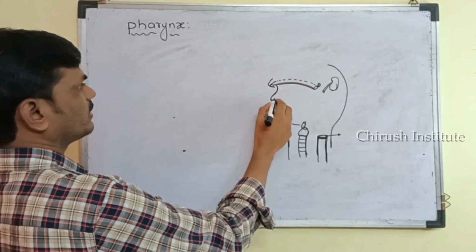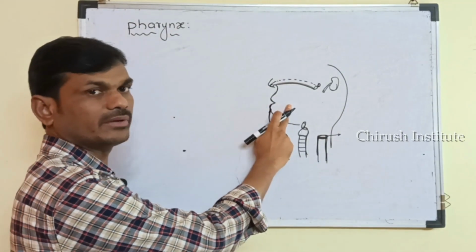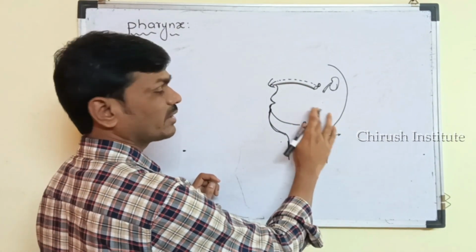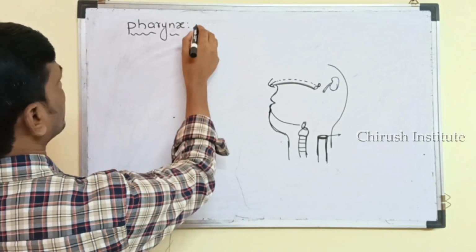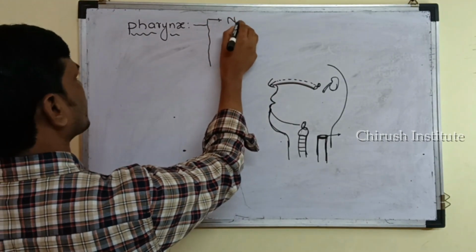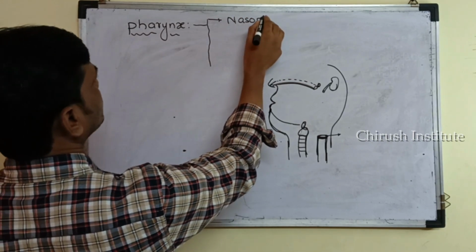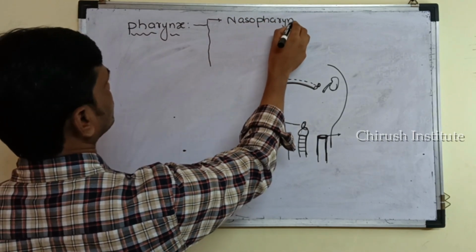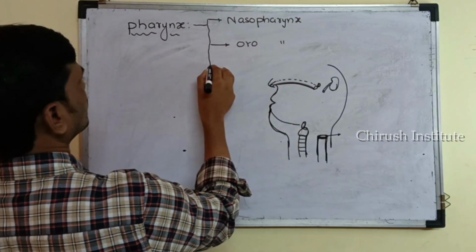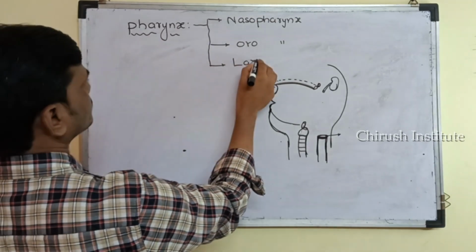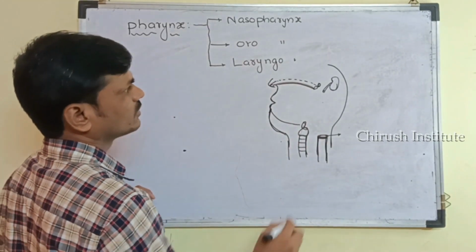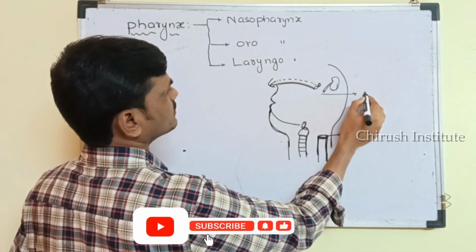So this is the oral cavity. The oral cavity opens into the pharynx. This is the pharynx. The pharynx is divided into three parts: nasopharynx, oropharynx, and laryngopharynx. Three parts. So this is the nasopharynx.